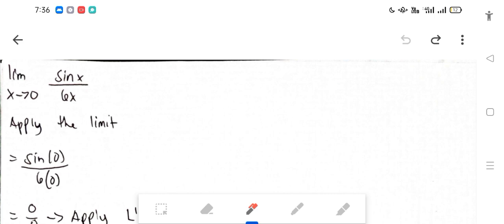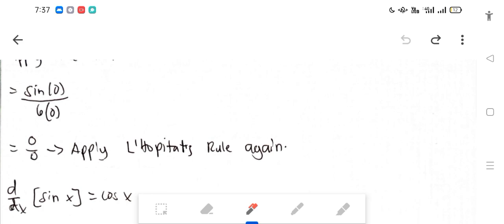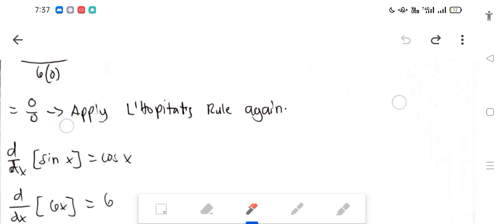Now let's find out if we can have a value of our limit after evaluating the limit. So apply the limit, substitute 0 as the value of x. We have sine 0 all over 6 multiplied by 0. And once again, it is still indeterminate. So we're going to apply L'Hopital's rule again.